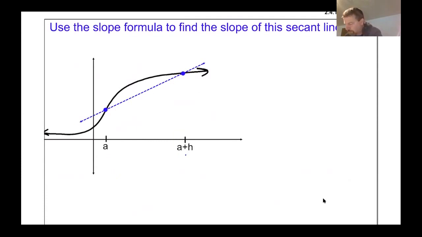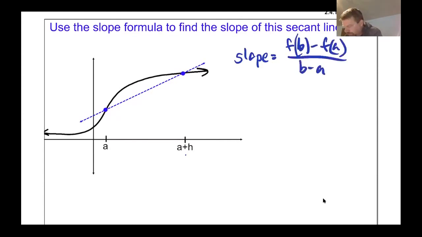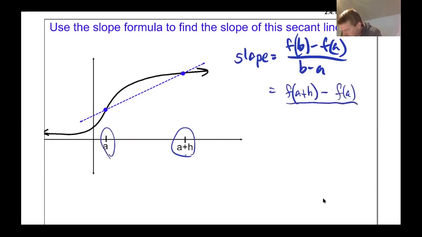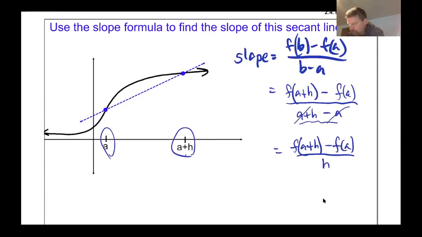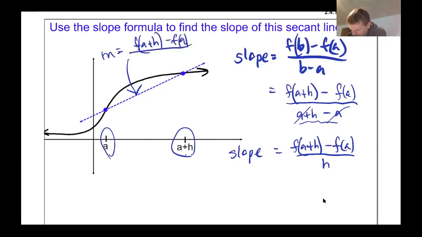So I know how to find the slope of a secant. It's equal to f of b minus f of a all over b minus a. But in this case, my b is right here, a plus h, so it's f of a plus h minus, there's my a, f of a, all over a plus h minus a, right? And then this part here can simplify, so that would be f of a plus h minus f of a all over, the a's cancel out, all over h. So that thing is going to be the slope of my secant line. Slope equals f of a plus h minus f of a all over h.